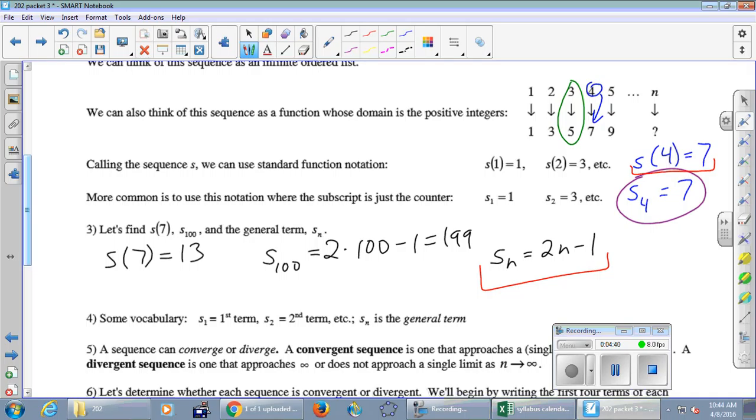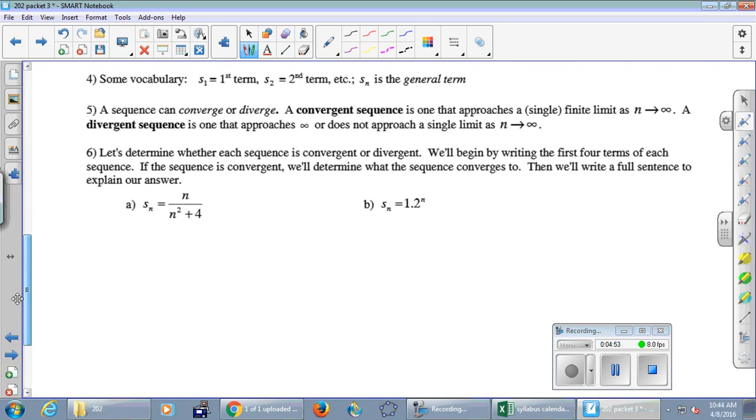Okay, some vocabulary. S sub 1 we're going to call the first term. S sub 2 is the second term. S sub n is the general term. So we just wrote a formula for the general term up there. Okay, some words that we have seen before, converge and diverge. We'll just refresh our memories.